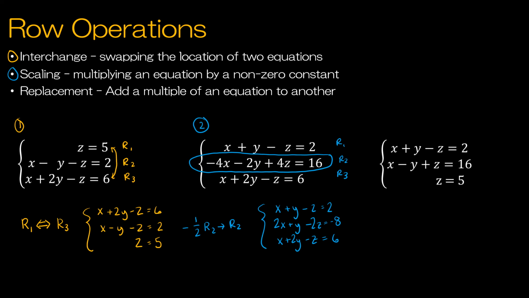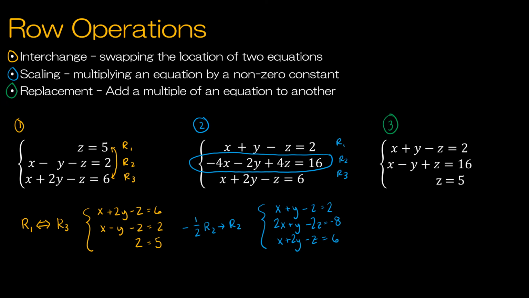And finally, we have replacement. Replacement is by far the most common row operation, and that's where we're adding a multiple of one equation to another. So for instance, in my third system of equations, I can see that z equals 5 is exactly where I want it. But remember, in row echelon form, I don't want there to be an x in the second row.